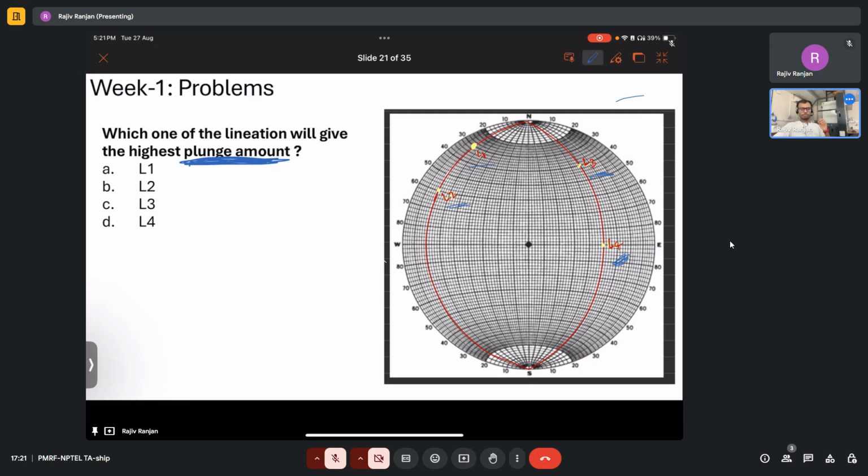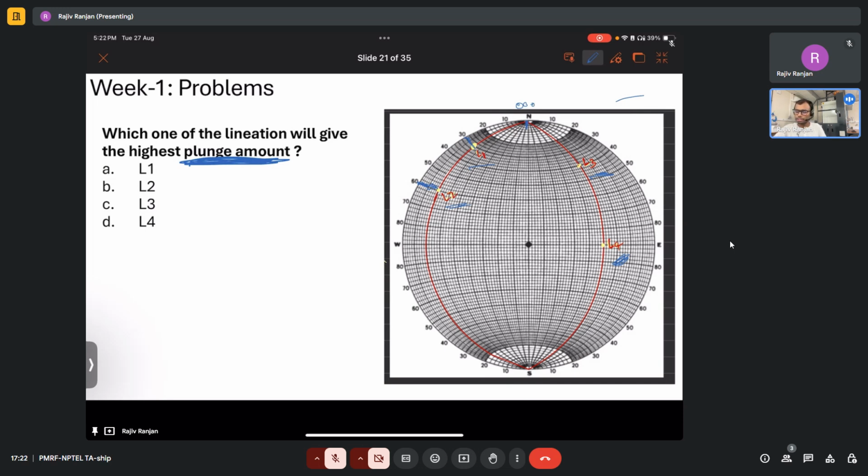So here you can see the highest plunge amount we try to measure. Here it is around 20 degrees, here it is more than 20 degrees. The ideal way to measure plunge is to shift this lineation to the north-south vertical direction, and then we measure the amount of plunge from this 000. So this is the small gap, and you see this is a larger gap. So it's obvious that lineation 2 will have the higher plunge.